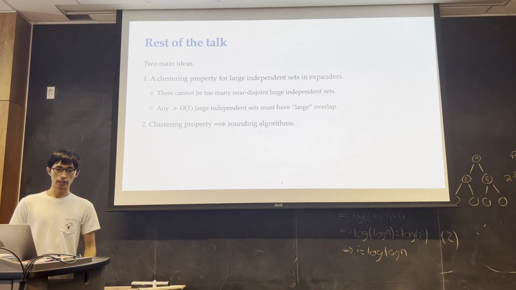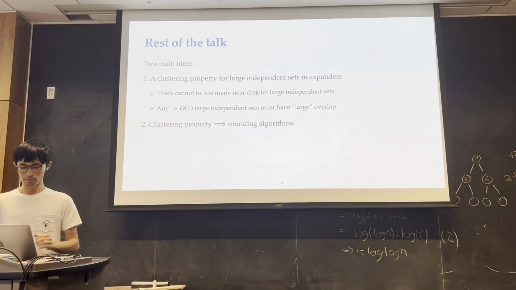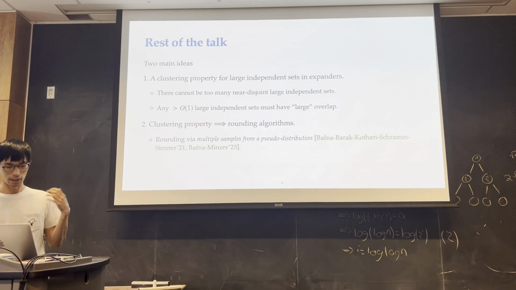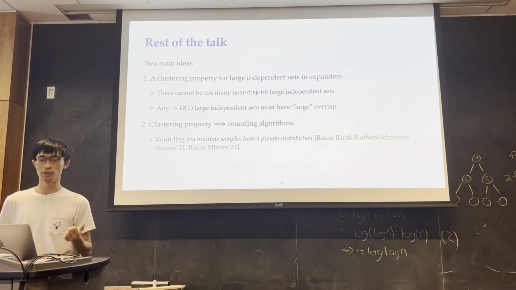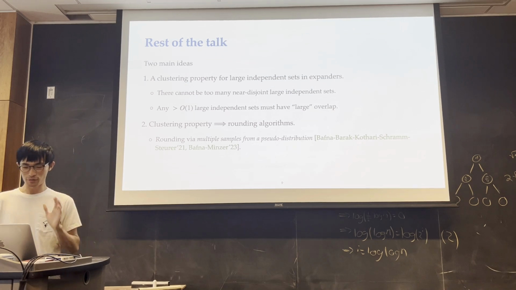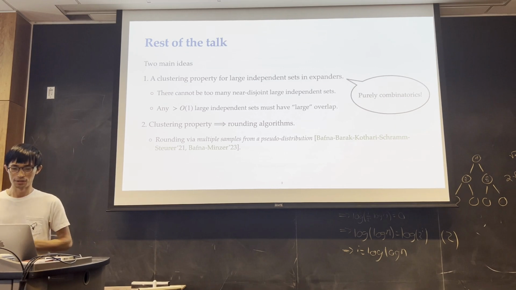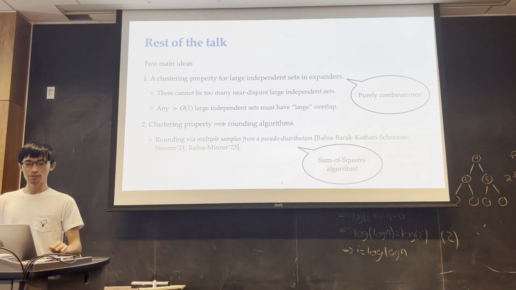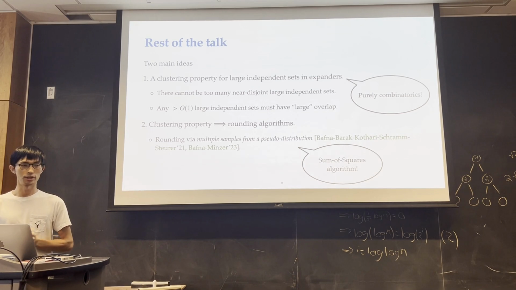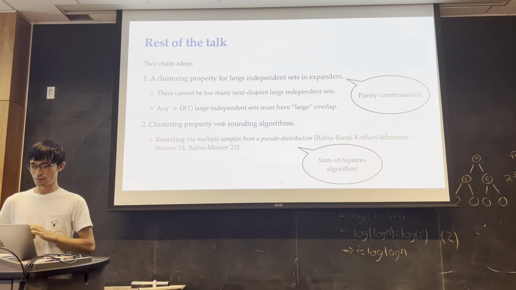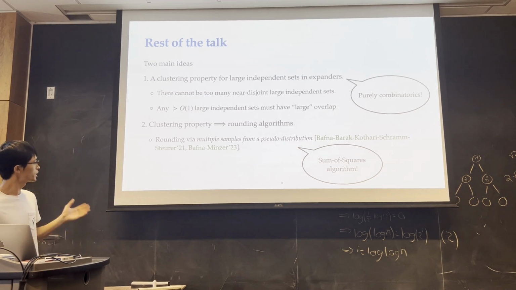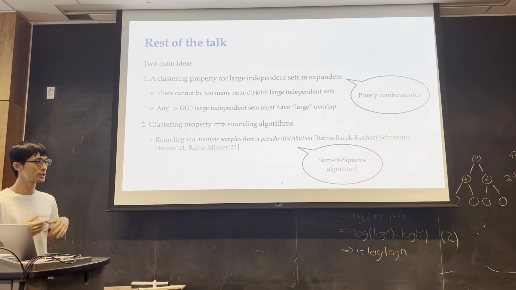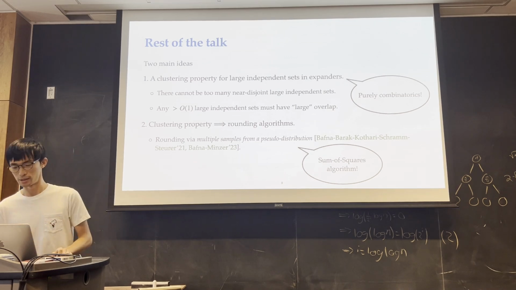The second idea is that the clustering property implies rounding algorithms. And right now, just as a high level, our algorithm relies on this idea of rounding using multiple samples from a pseudo distribution. Okay, so for the first one, the first result is purely combinatorics. So if you like combinatorics, then I hope you will enjoy this result. The second one is algorithmic, so it's using tools from sum of squares hierarchy. And for this talk, I won't have time to go into too many details of sum of squares. I don't really have time to define everything here, but I'll still quickly mention the high-level idea using sum of squares.